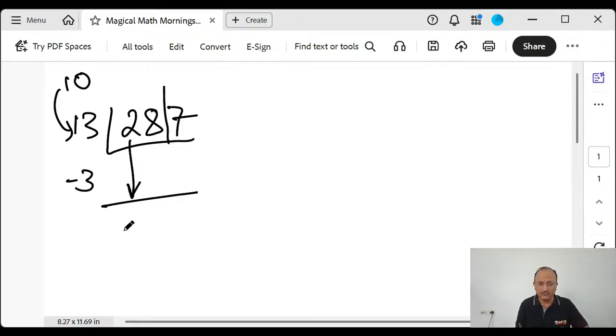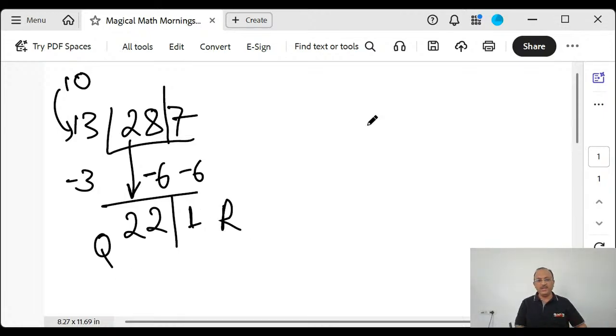First digit we'll bring down. 2 into, here we have minus 3. 2 into minus 3 is minus 6 we'll get. So 8 minus 6 is 2 we'll get. Again 2 into minus 3 is minus 6. So 7 minus 6 is 1. This 22 is the quotient and 1 is the remainder.